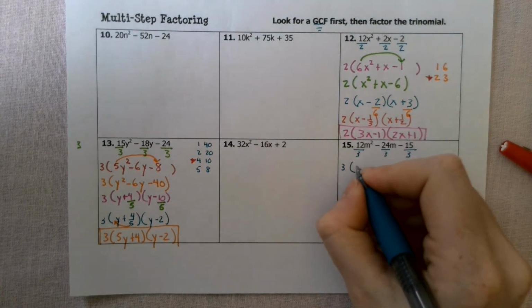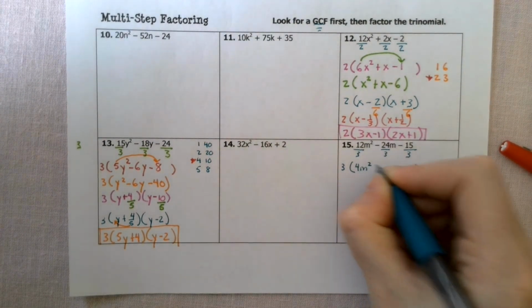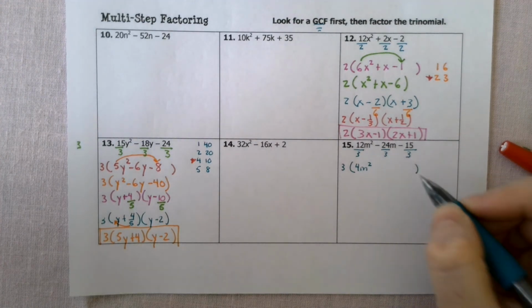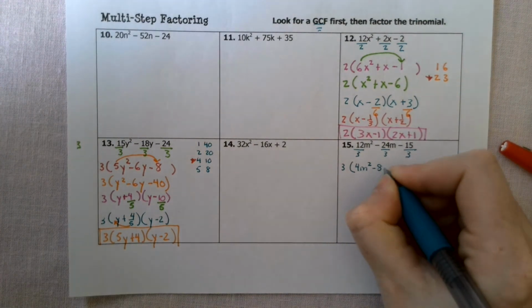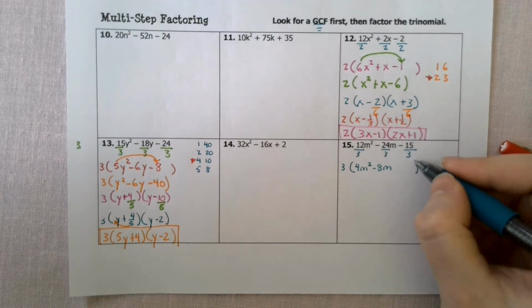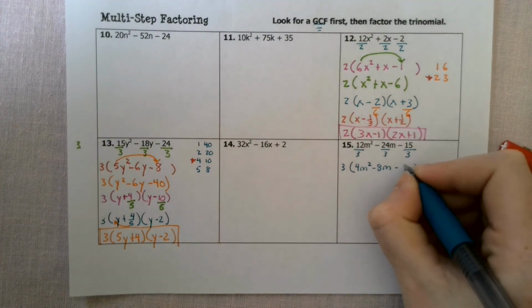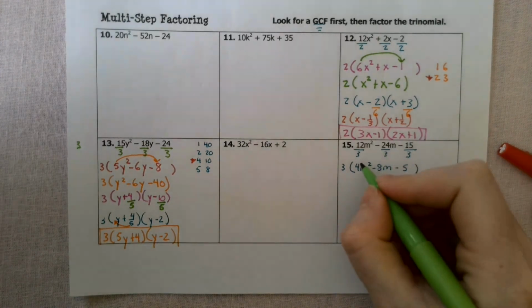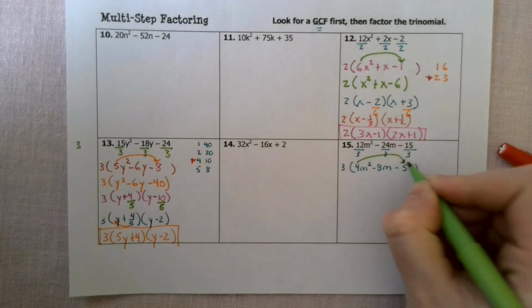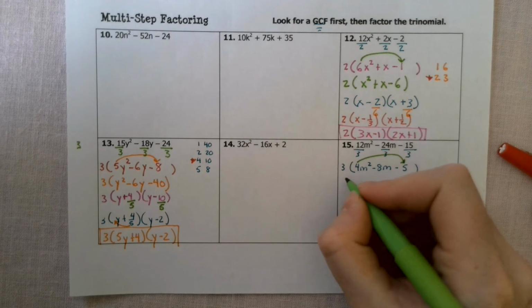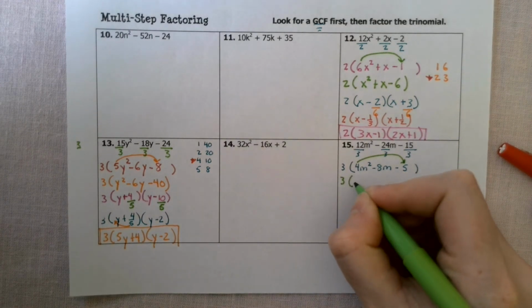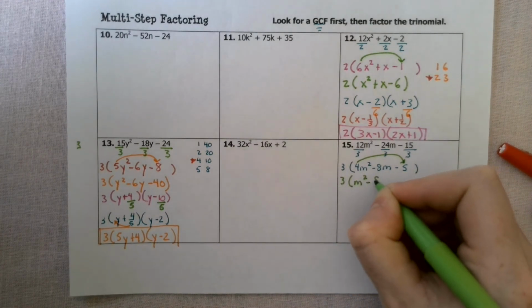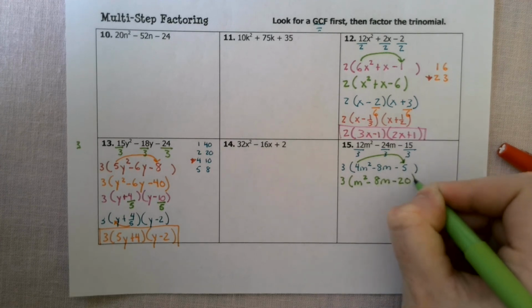12 divided by 3 will give us 4. Bring down your m squared. 24 divided by 3 will give us 8. Bring down that m. 15 divided by 3 will give us 5. Alrighty, don't forget your signs. You just bring them down, okay? Alright, so now we're going to multiply 4 times the 5. Bring down your 3 for m squared minus 8m minus 20.